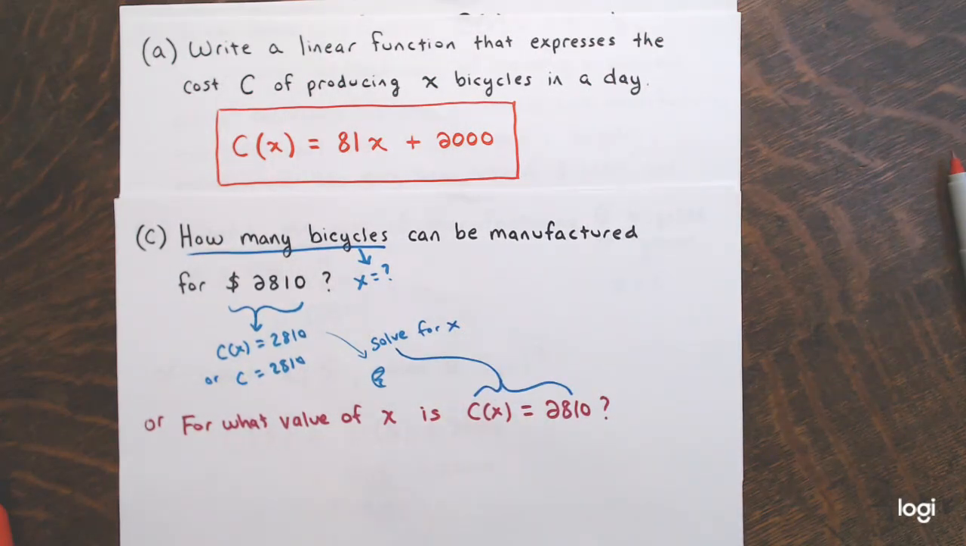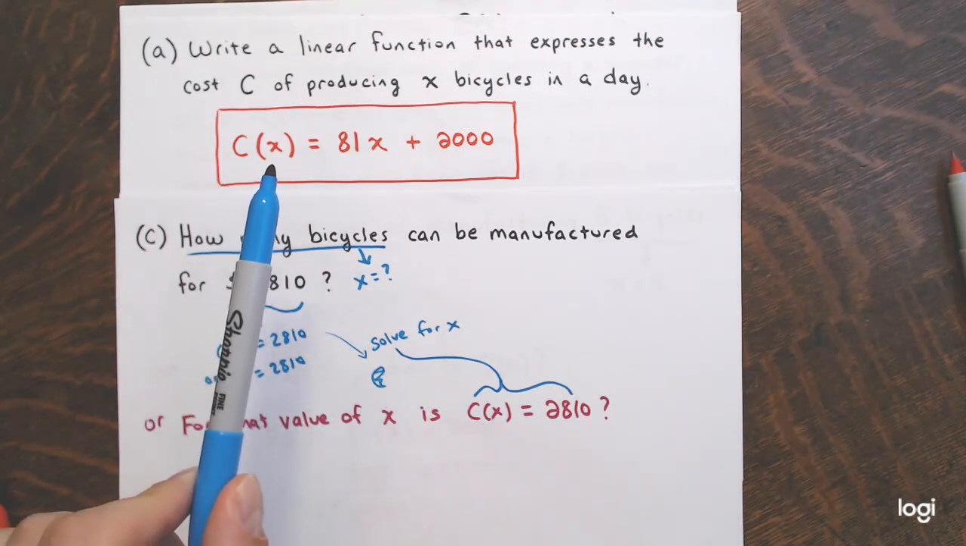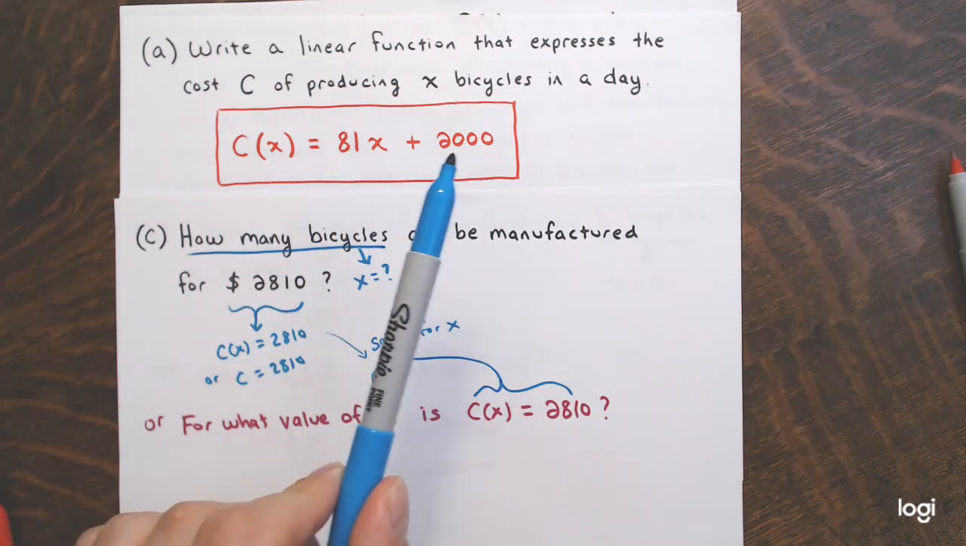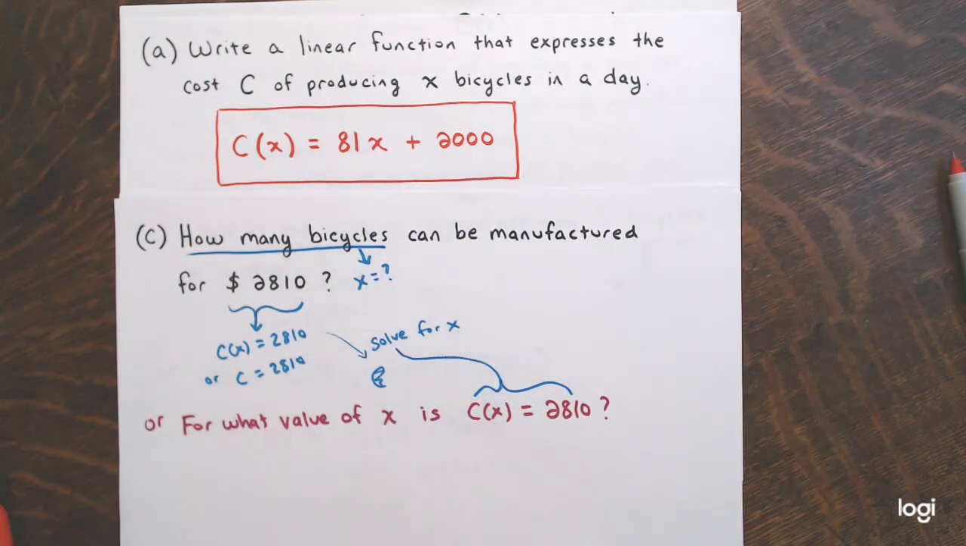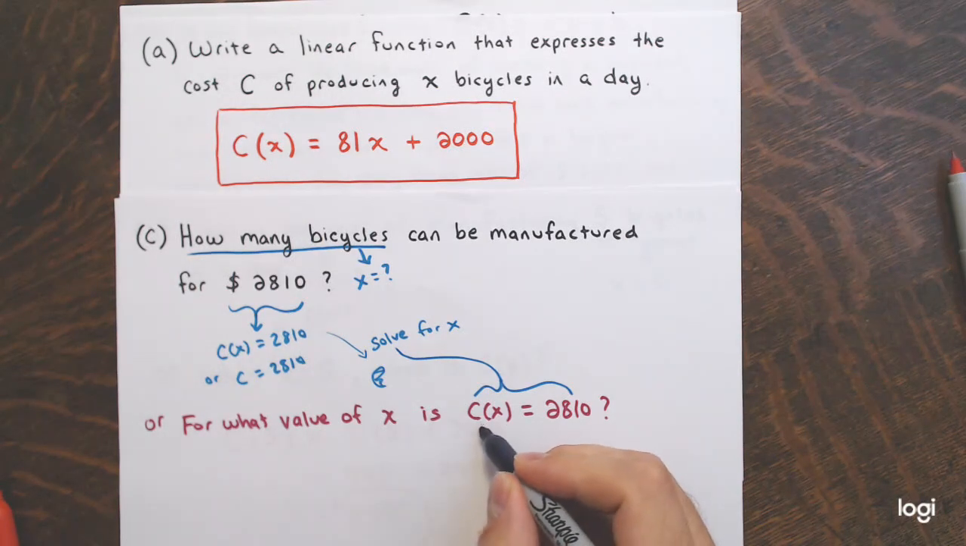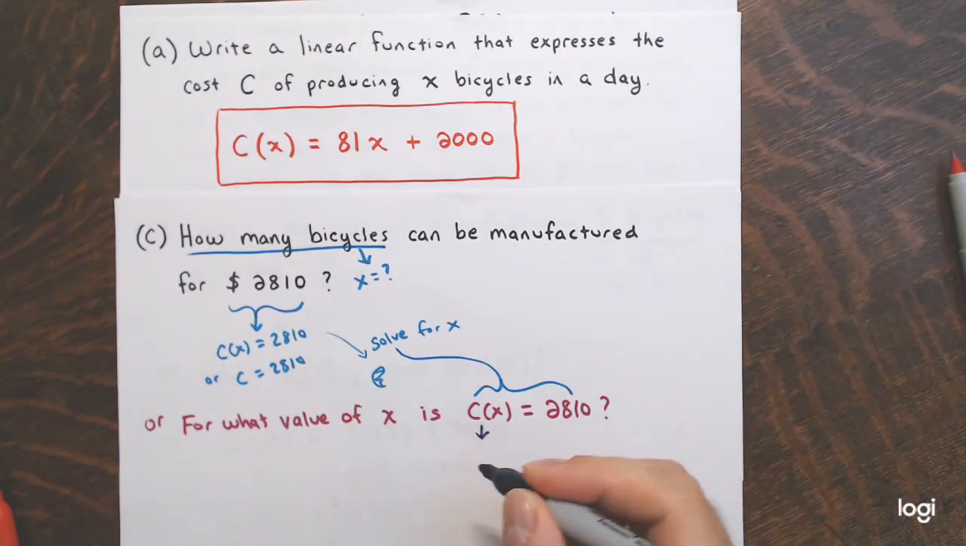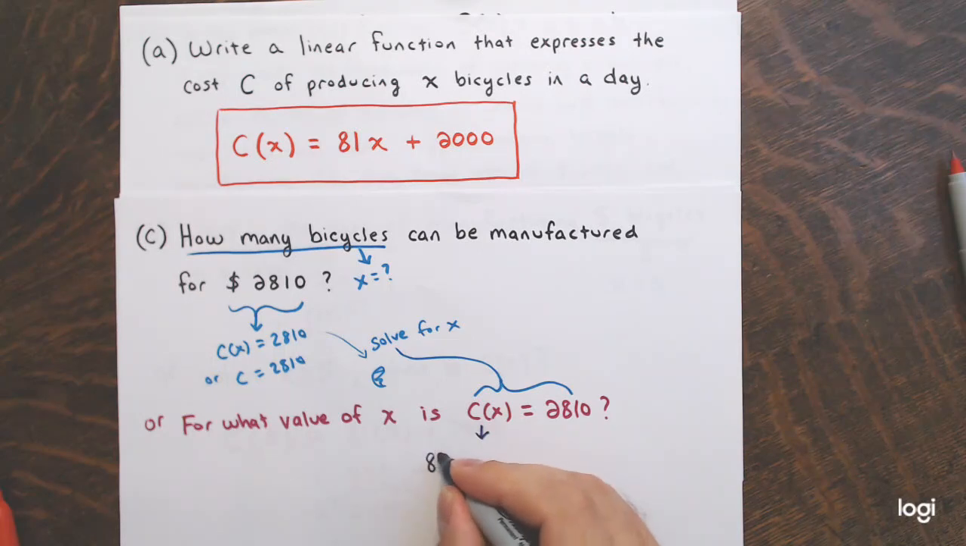All right. So what does this equation look like with a term with X in it? What is the cost of producing X bicycles? This C of X on the left side. Well, the cost of producing X bicycles in a day is given by my formula here, my equation from earlier in part A. So this C of X on the left side looks like this. This is 81X plus 2,000.